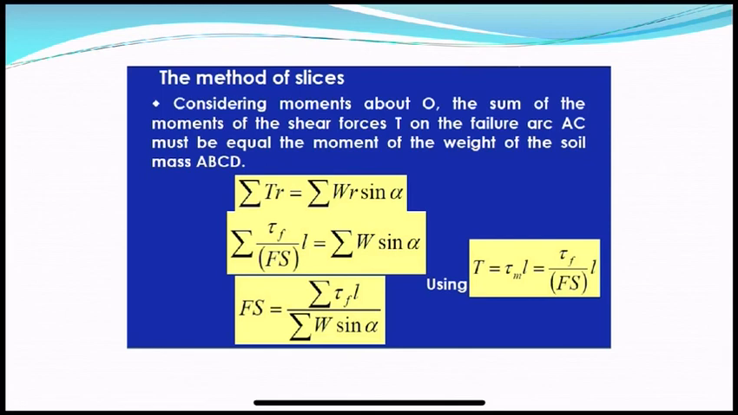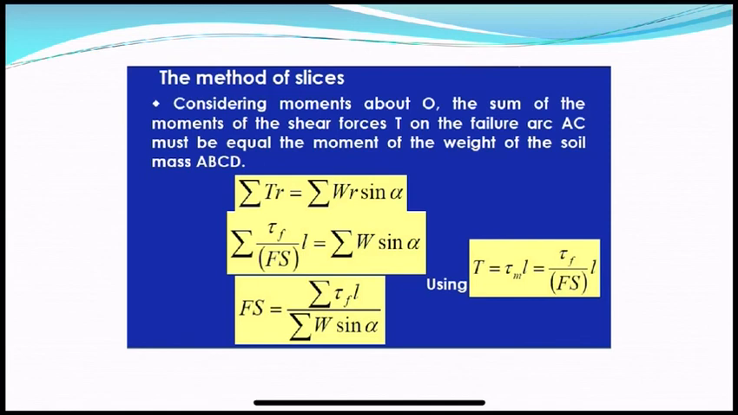For an analysis in terms of effective stress, we can write factor of safety equals sigma of (c dash plus sigma dash tan phi dash) into L. By writing sigma dash into L as N dash, we get c dash into L a plus tan phi dash into sigma N dash, divided by sigma W sin alpha. So equation 1 is exact, but approximations are introduced in determining the forces N dash.